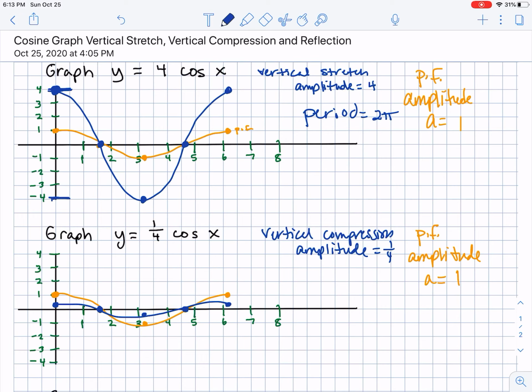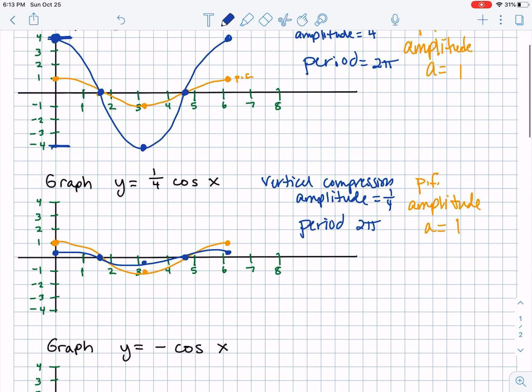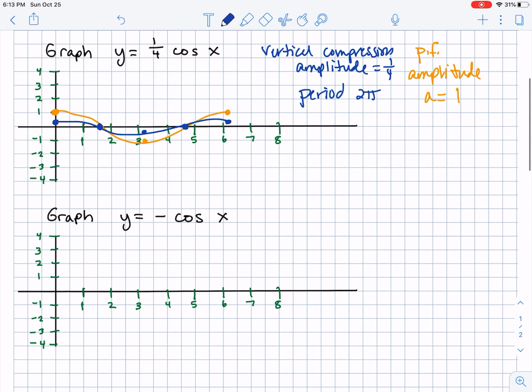Notice this cosine function with a compression pushes your y values towards the x-axis. The period for this is 2 pi. That's one revolution, one period of my unit circle. All right, let's scroll down and talk about reflections.